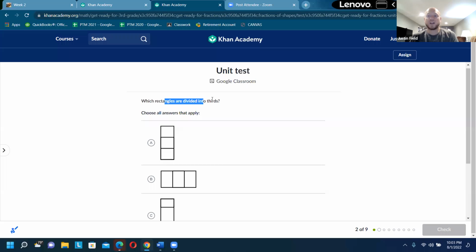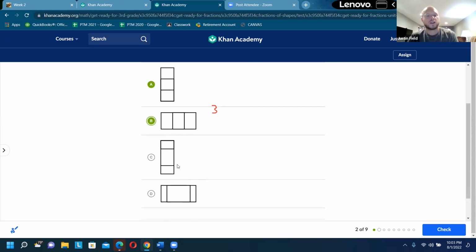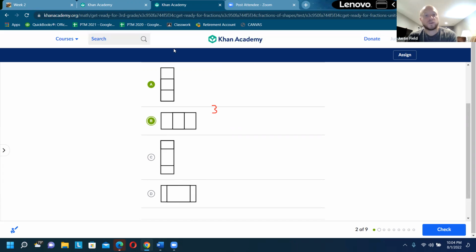Which rectangles are divided into thirds? So what number is a third? A third is 3. So we want 3 pieces. Okay, so I see that we have 3 pieces here, and 3 pieces here. I also see 3 pieces in C and D, but can you tell me what is wrong with them? What is wrong with them is that those pieces are not equal.